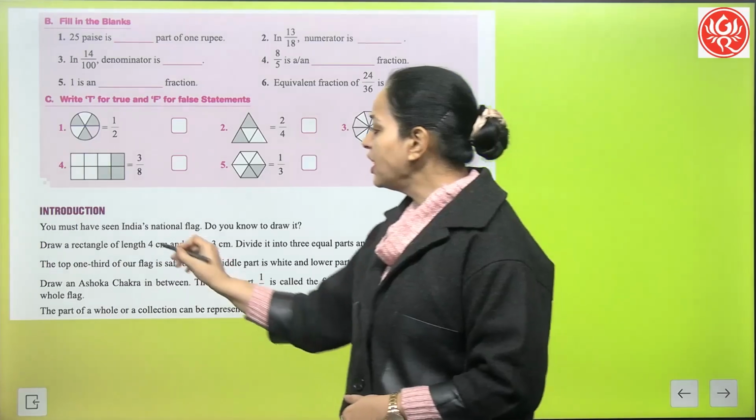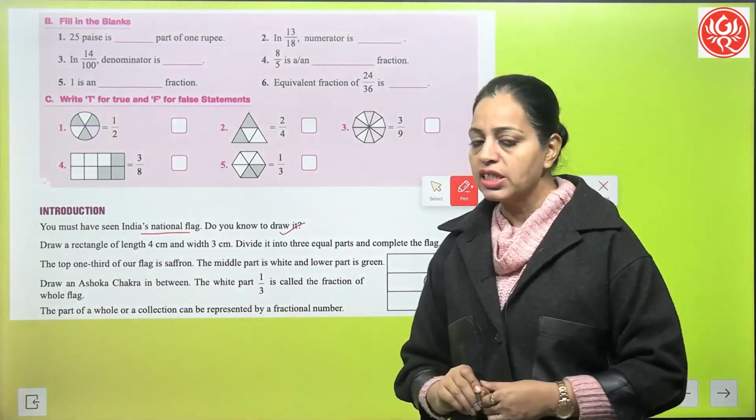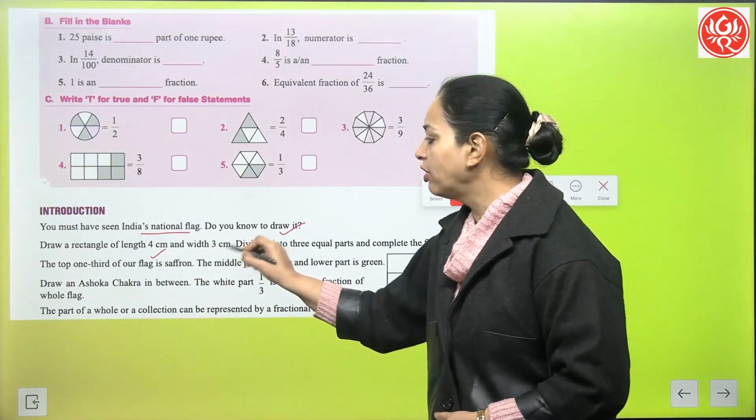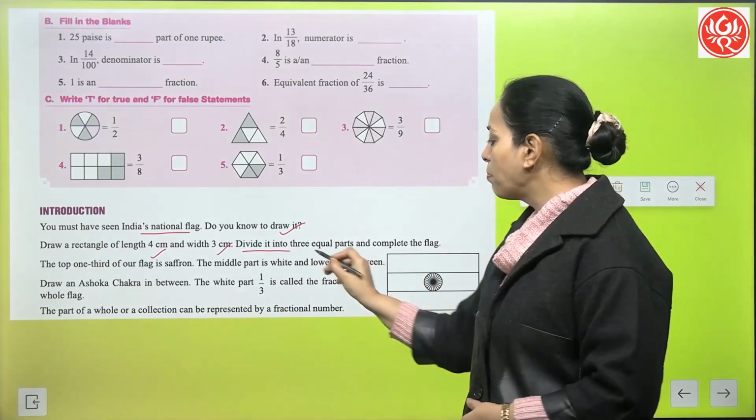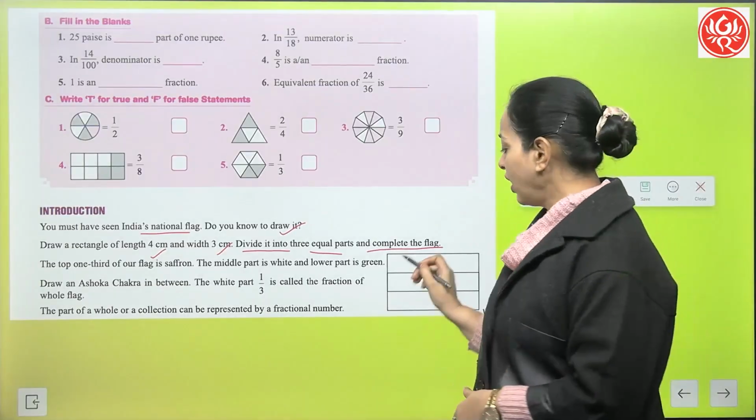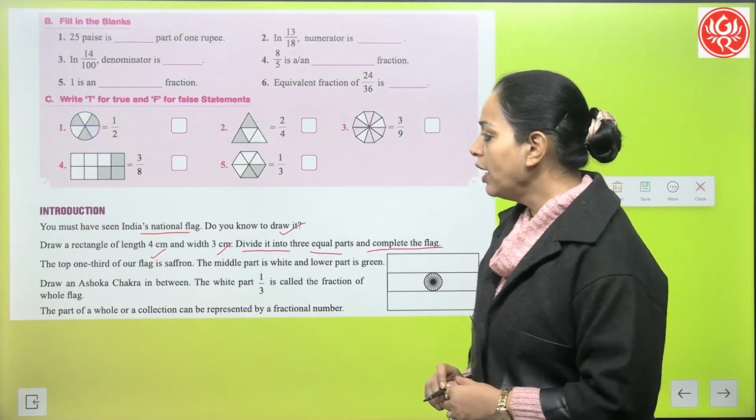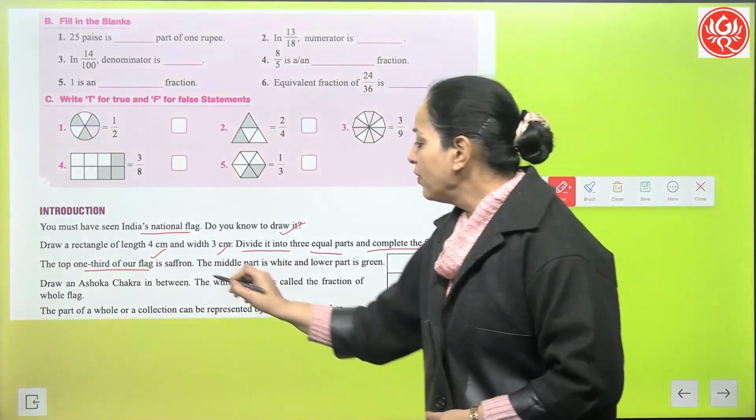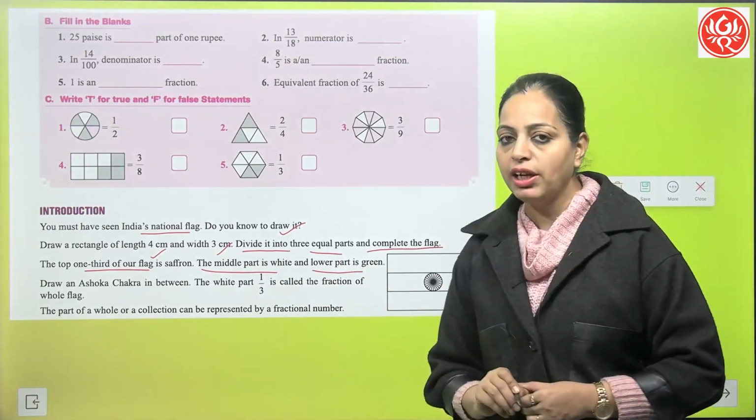You must have seen India's national flag. Do you know how to draw it? Draw a rectangle of length 4 cm and width 3 cm. Divide it into 3 equal parts and complete the flag. Like this, take a rectangle and then divide it into 3 parts. Okay. Now the top 1/3 of our flag is saffron. The middle part is white and the lower part is green. Okay.